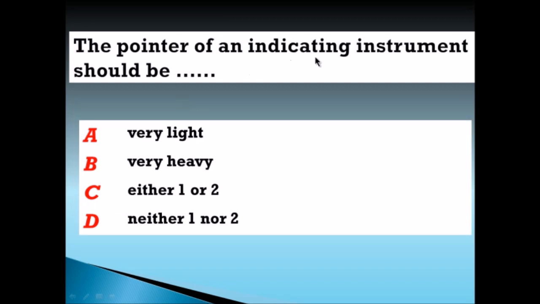The pointer of an indicating instrument should be: very light, very heavy, either very light or very heavy, or none of the above. So the answer is very light. The pointer of the instrument should be very light to reduce friction and damping.